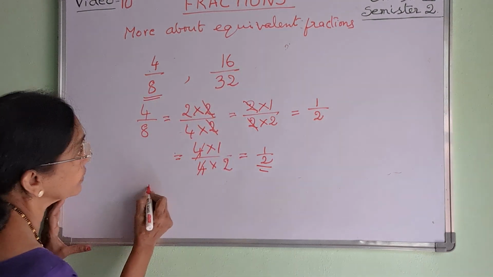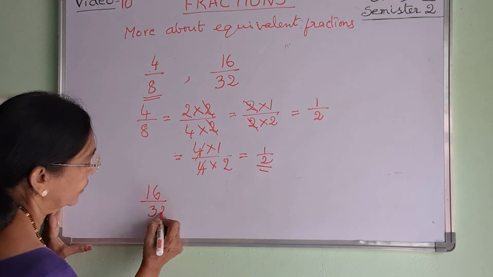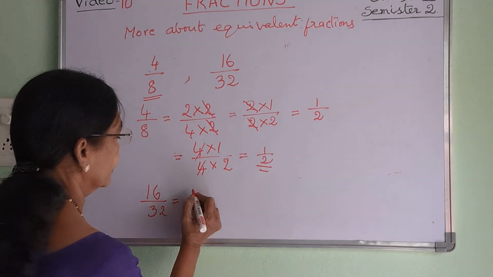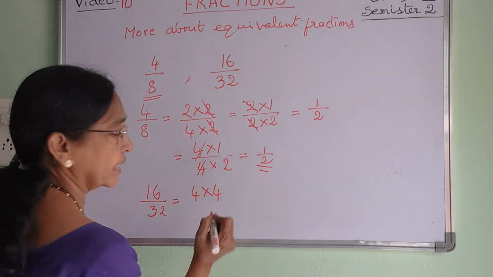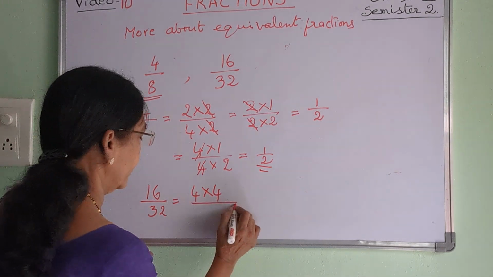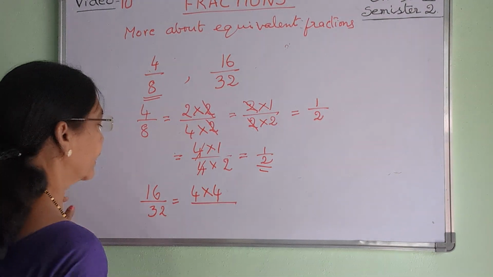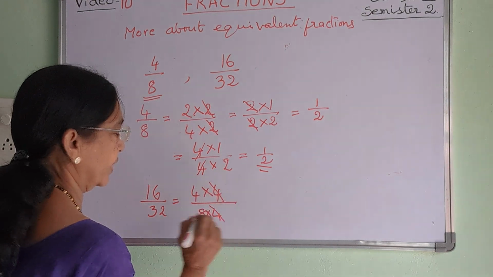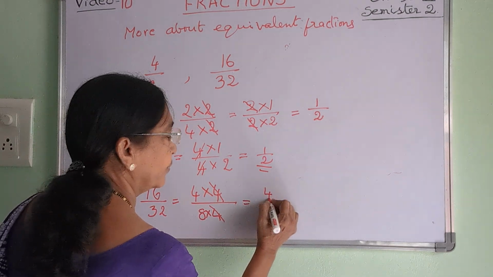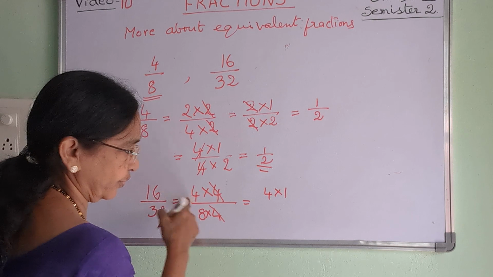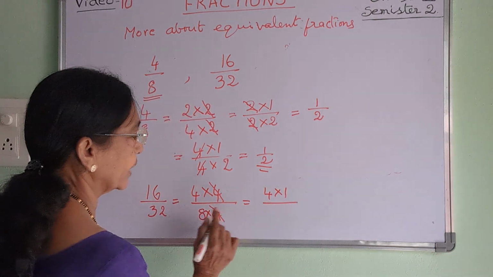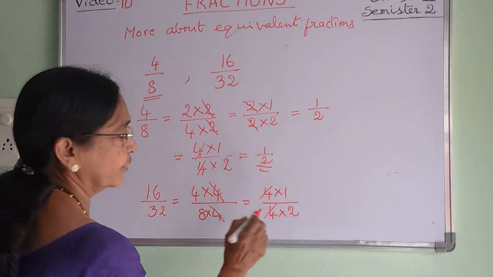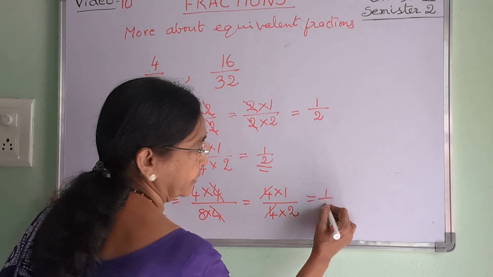Now come to this fraction 16 by 32. Divide into factors. 16 can be written as 4 into 4, divided by 32, which can be written as 8 into 4. So 4 and 4 get cancelled. Again, this 4 can be written as 4 into 1, divided by 8, which can be written as 4 into 2. So here 4 and 4 get cancelled, we get 1 by 2.